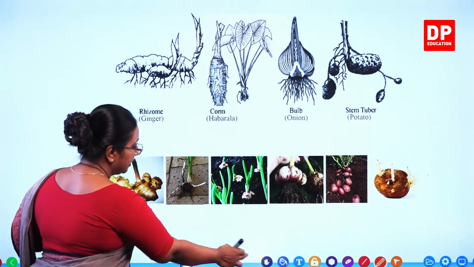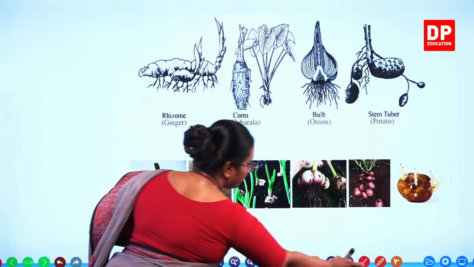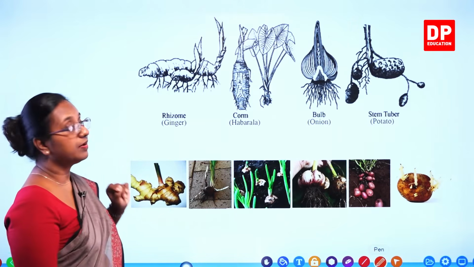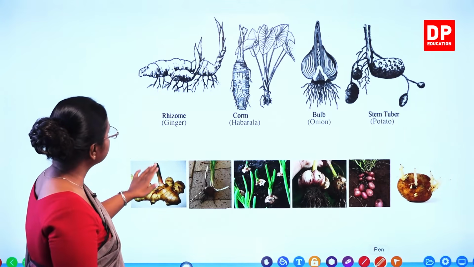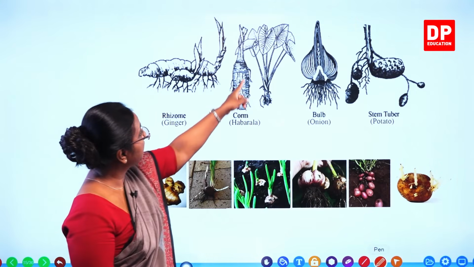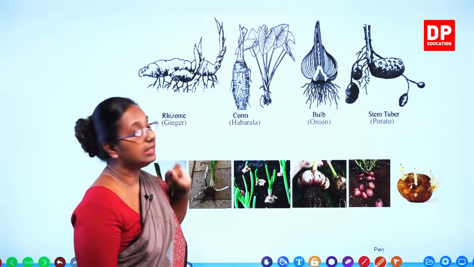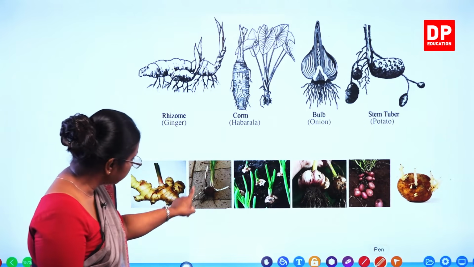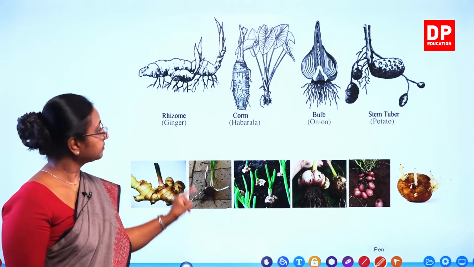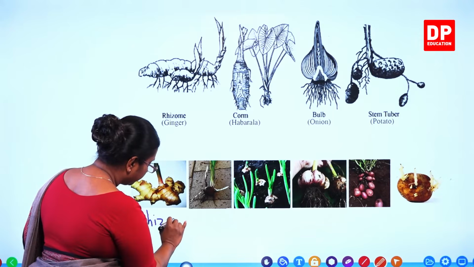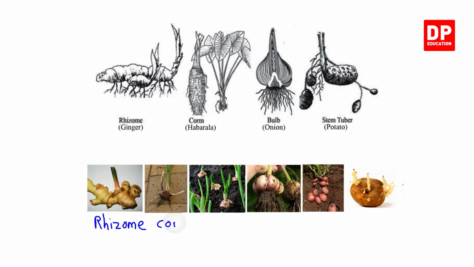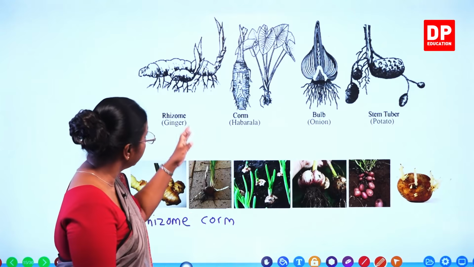I have put the pictures also here, so you can look at both of those. This is the diagram of a rhizome. Here you can see ginger. Ginger, turmeric, all these are rhizomes. Whereas corm, can you see, students, it grows vertically like this. So here this is the structure of a corm. So this is again a rhizome, ginger, then corm, the different types of yams or habarella. Here you can see cocoa yam, taro yam, all those are corms.